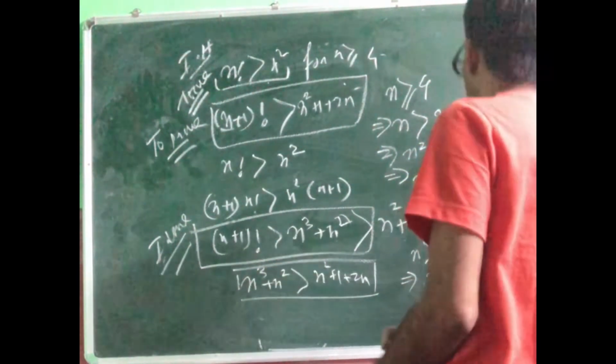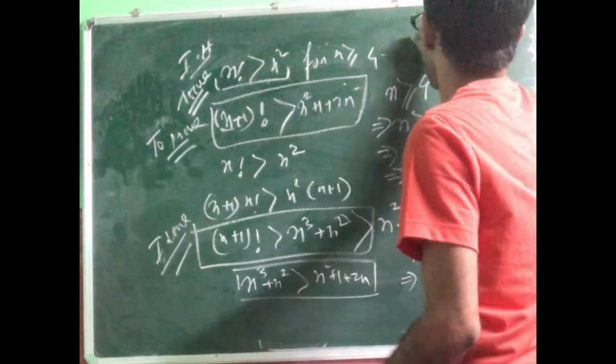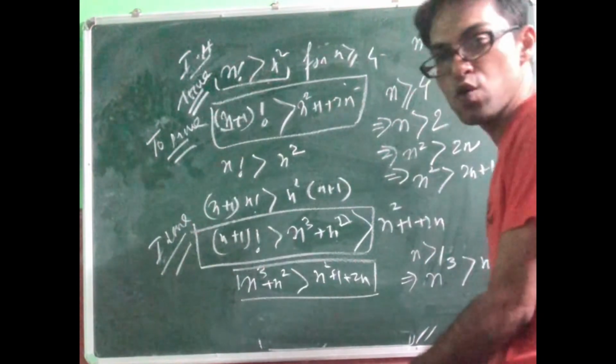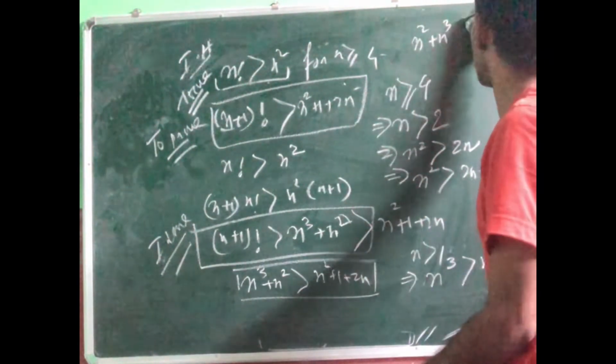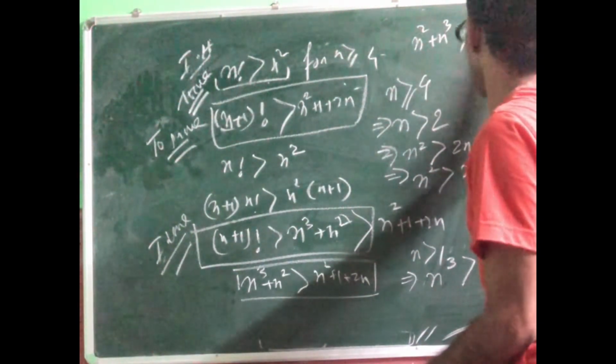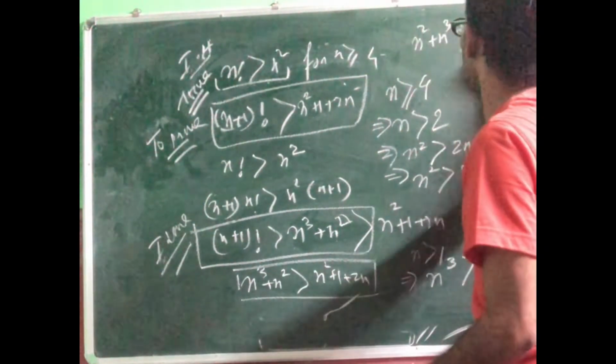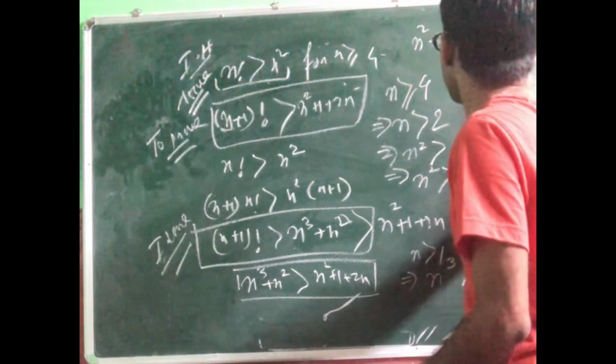This is number 2. Now if I add these two up, I am adding up 1 and 2, so I end up getting n squared plus n cubed is greater than 2n plus 1 plus n squared, which is exactly what I am required to prove, QED.